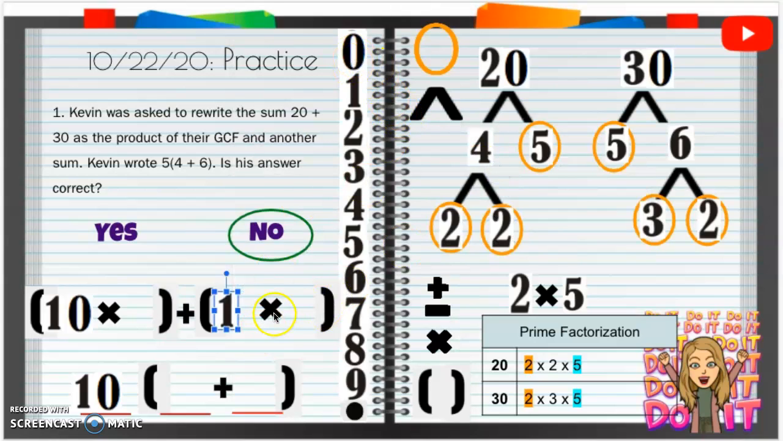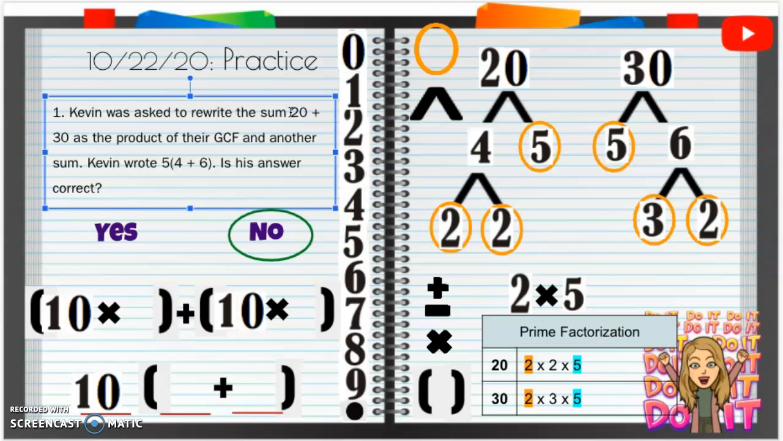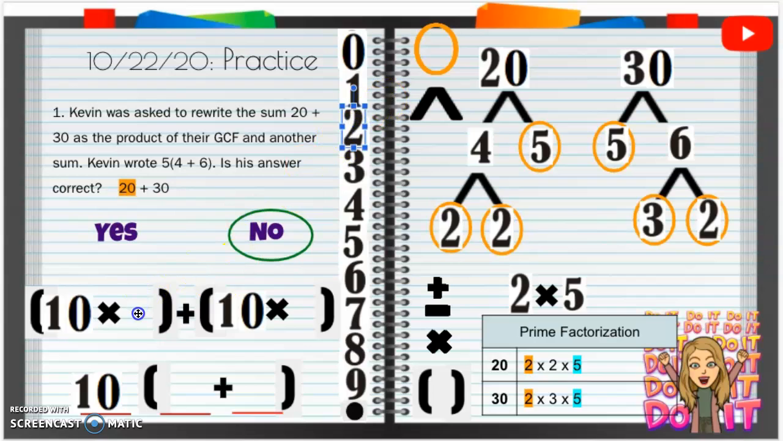Okay, so now we have that 10, and we're putting it in the first part of both parts of the parentheses. Now the first part that he had, the numbers, was 20 plus 30, so I'm going to write that over here. 20 plus 30. For the first part, 20, 10 times what equals 20? I know 10 times 2 equals 20, so I'm going to put 2 in these parentheses, and also in this first set of parentheses here.